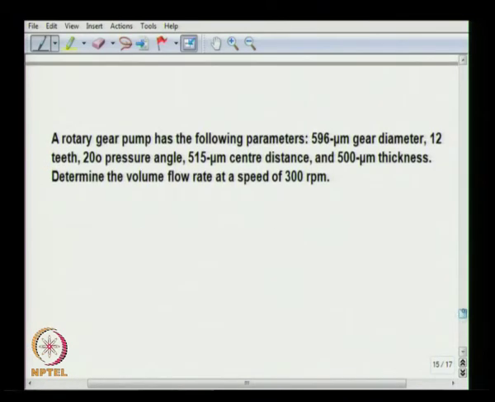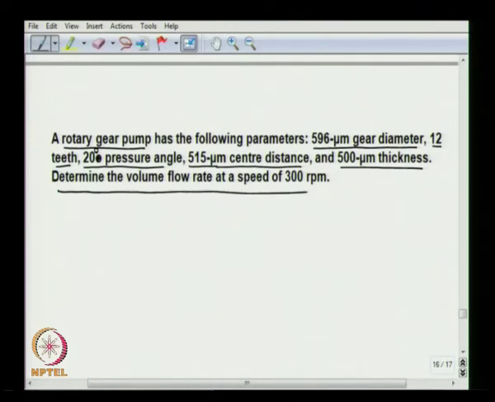So, let us consider another example. This is a rotary gear pump that we have discussed, and it has the following parameters. It has 596 micron of gear diameter, 12 teeth, and the pressure angle is 20 degrees. The center to center distance is 505 micron, and the thickness is 500 micron, which is equal to the channel height. We want to determine the volume flow rate at a speed of 300 rpm.